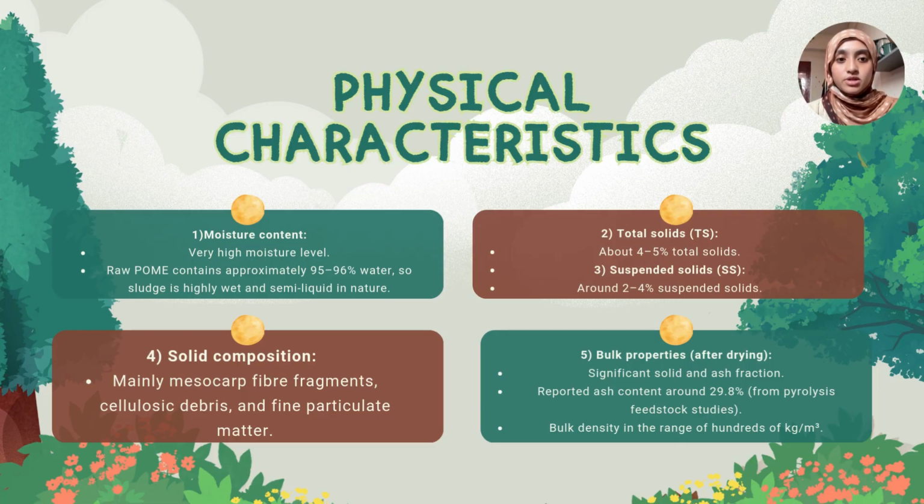The first one is moisture content. It has a very high moisture level, and raw sludge contains approximately 95 to 96% water, so it is highly wet and semi-liquid in nature. The second one is total solids, which is about 4 to 5%, and the suspended solids are around 2 to 4%. Number 4 is solid composition, which is mainly mesocarp fiber fragments, cellulosic debris and fine particulate matter.